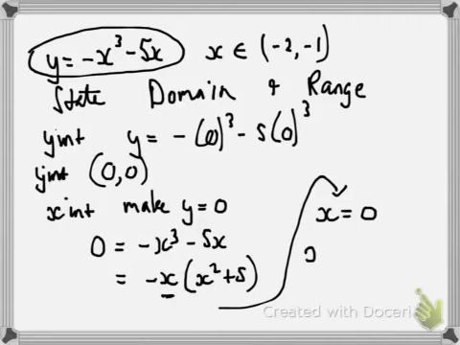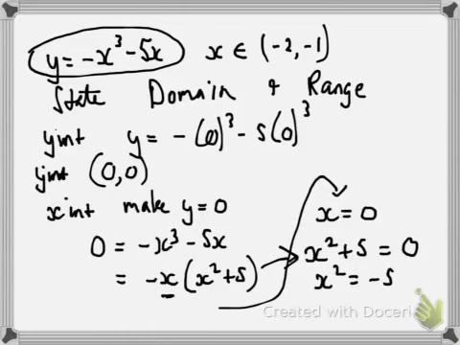What about this other bracket? What about if we try and make this equal to 0? Then we get x squared equals negative 5. Now we can't get the square root of a negative number. So there's no other x-intercept. There's only one solution for the x-intercept, and that's x equals 0.